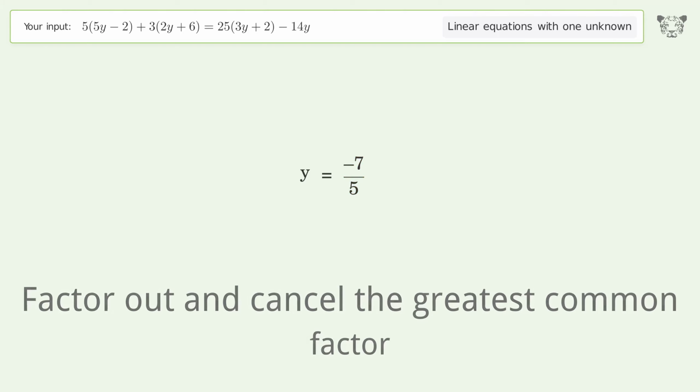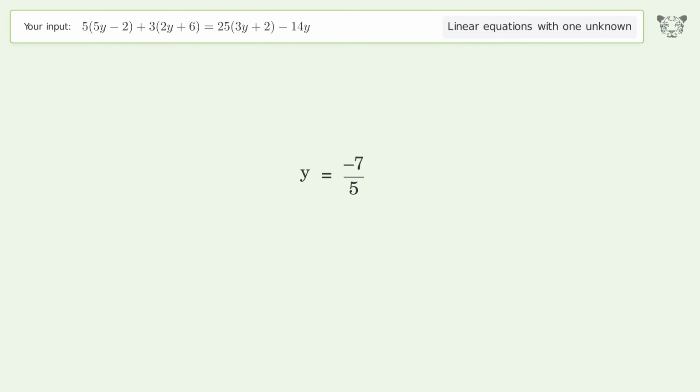And so the final result is y equals -7/5.